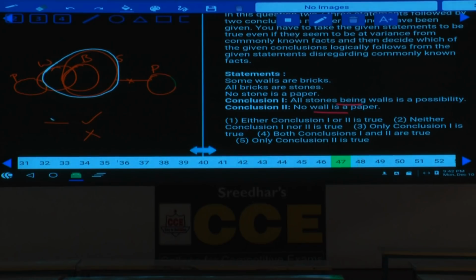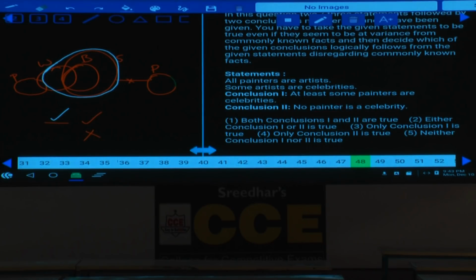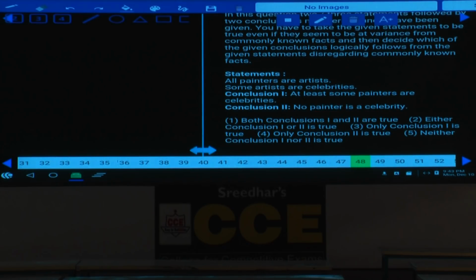Hence what is your answer here? Only conclusion 1 follows, that is given in choice 3. Question number 47, it is choice 3. Then 48. Now in this question number 48, all painters are artists.